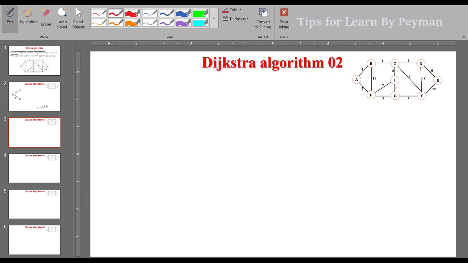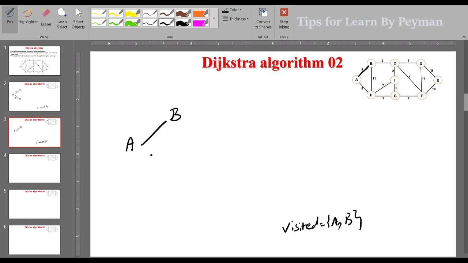I had chosen A, then B. I write it here. My visited nodes are A and then B. I open A, then I open B. We have here H. The value was 4. The value was 8. I choose it, and I doubled the line because I chose this path.